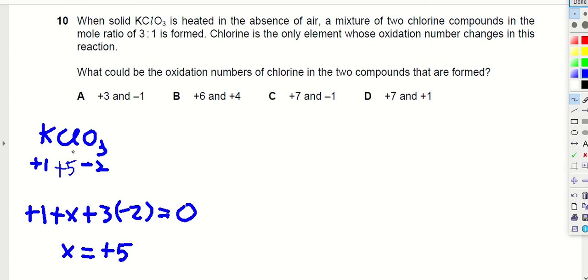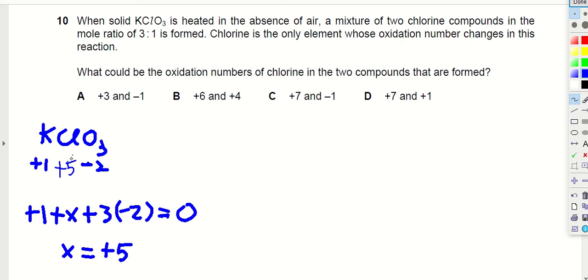Now, this chlorine is going to be oxidized and reduced in the same reaction. From +5, in reduction you'll get a smaller number in the reduced compound, and it will be bigger than +5 in the oxidized compound. So now let's look at the answers. I think the easiest method is to look at the answers directly rather than trying to develop a formula to find the new oxidation numbers.